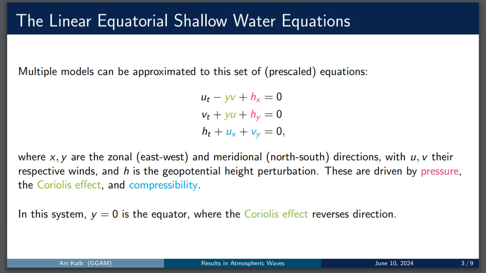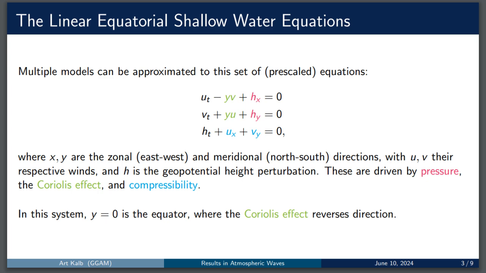In short, the equations say that the black terms capture how these variables change in time because of the pressure, the Coriolis effect, and fluid compressibility. At y equals 0, we have the equator, where the Coriolis effect changes sign, which does many things such as reverse the directions of hurricanes. This causes many of the interesting properties of this system.